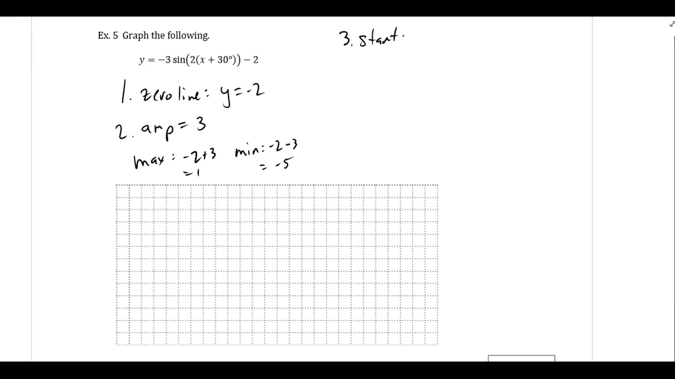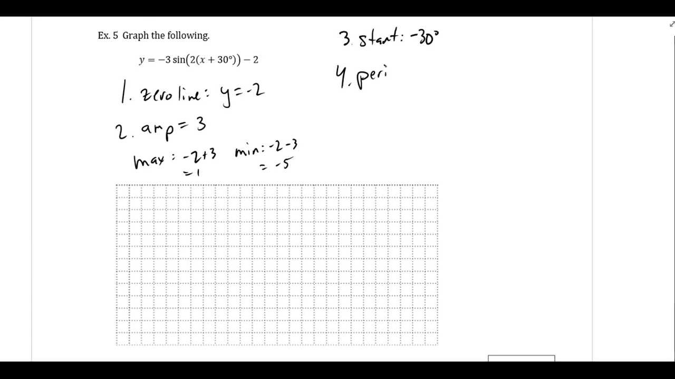Question number 3 is, where do I start? That's the phase shift. Both of them start when x is 0. But in this case, it's got a plus 30 degrees, so that's a phase shift. We don't call it a horizontal shift. We call it a phase shift, right? Because that's just because it's a repeating function, right? But we call it a phase shift. So I start at negative 30 degrees.